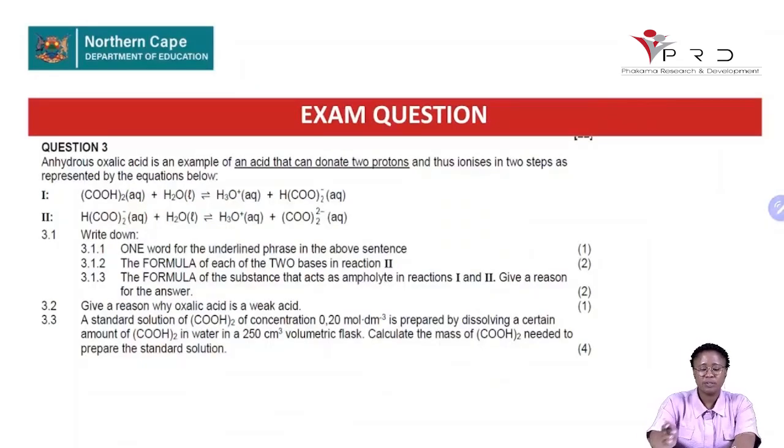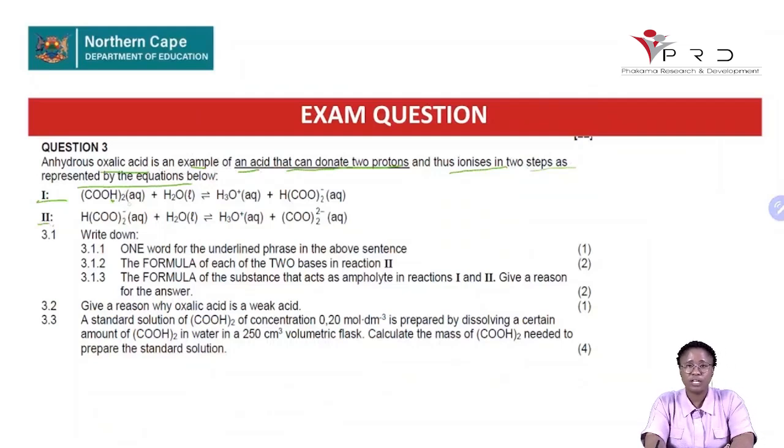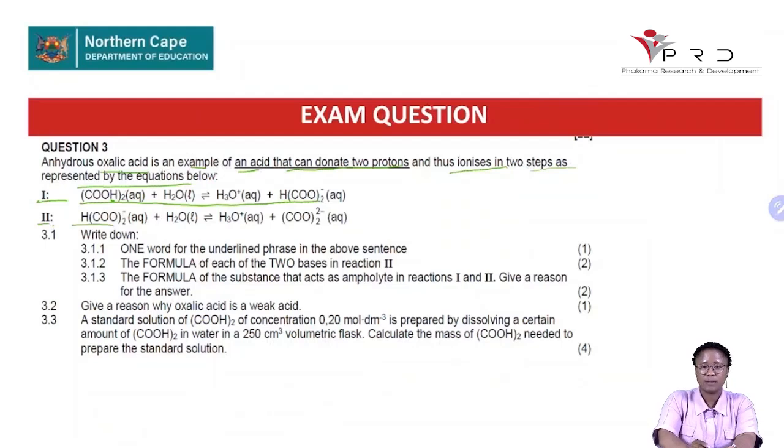So the next exam question says that anhydrous oxalic acid is an example of an acid that can donate 2 protons and thus ionizes in 2 steps as represented in the equation below. As you can see, it ionizes in 2 steps because it has 2 hydrogens. If it has 2 hydrogens, that means it must donate the 2 hydrogens in 2 steps. So as you can see, we have step 1 over there and then step 2 over there.